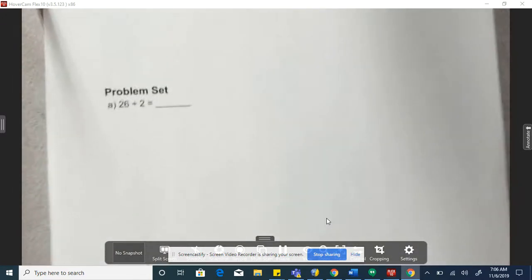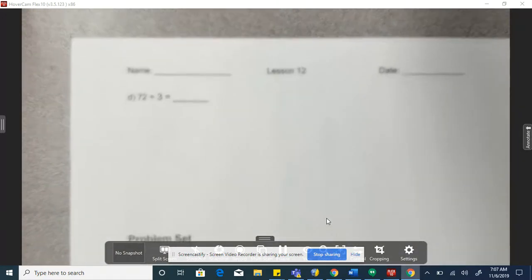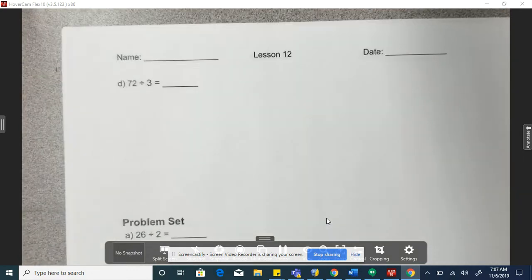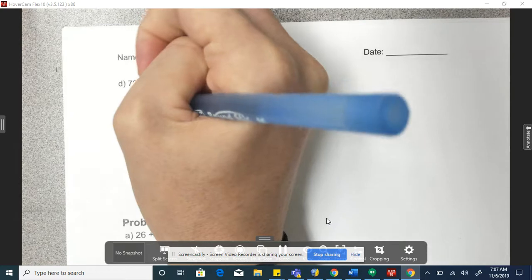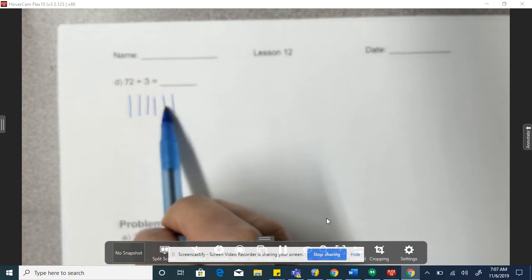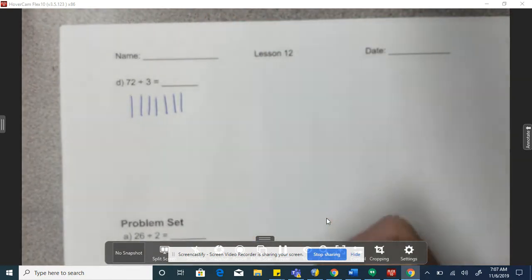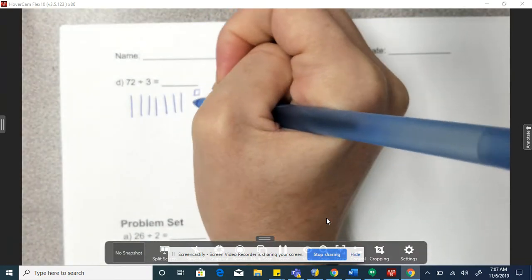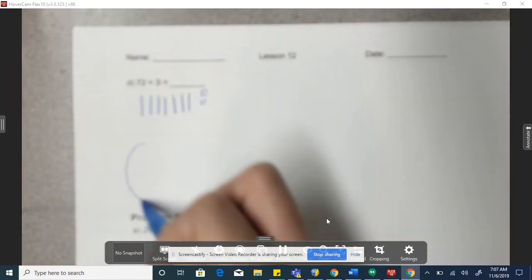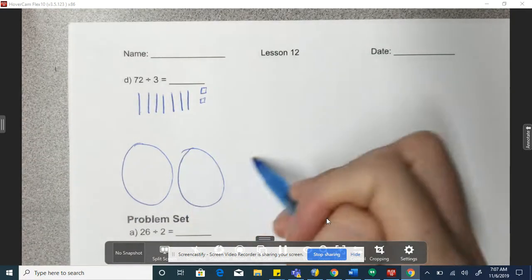Last one. So now we're going to be doing 72 divided by 3. All right, we're going to start by drawing out 72 using base 10 blocks. I'm starting with 7 tens, 1, 2, 3, 4, 5, 6, 7, and 2 ones. I'm going to be splitting this into 3 groups. So I'm going to draw my 3 groups again.